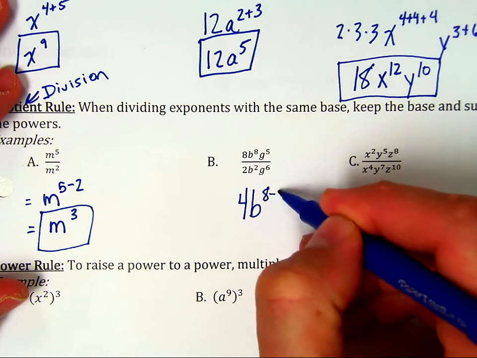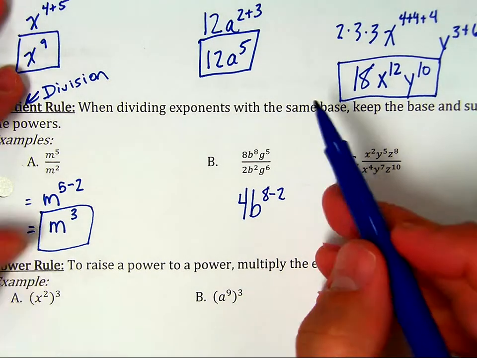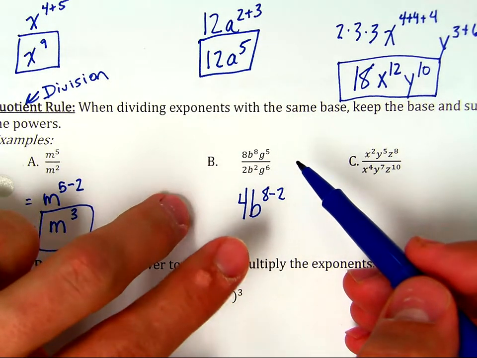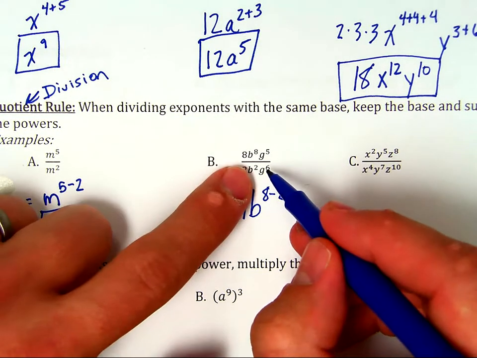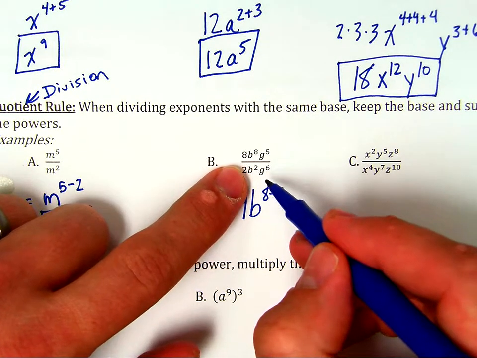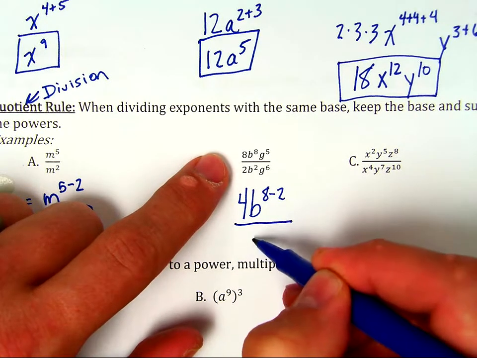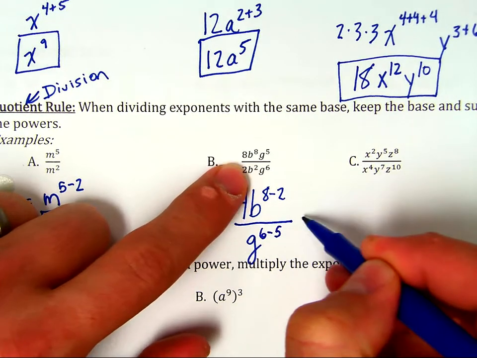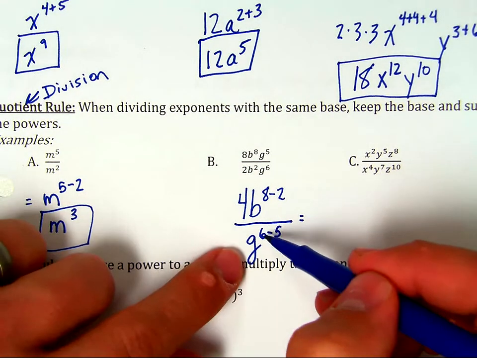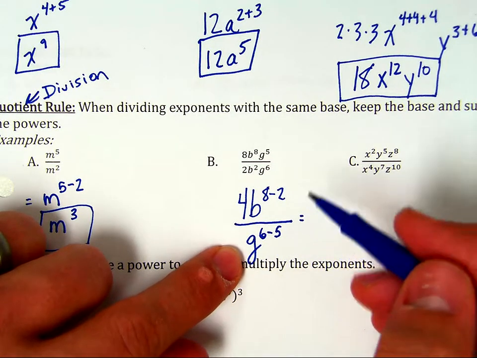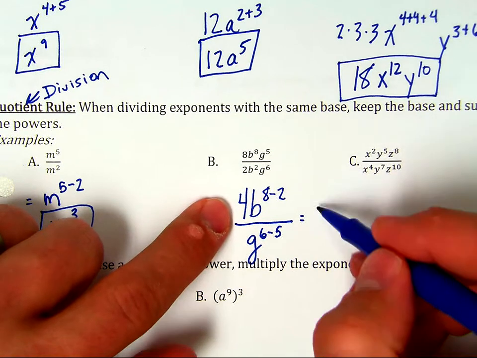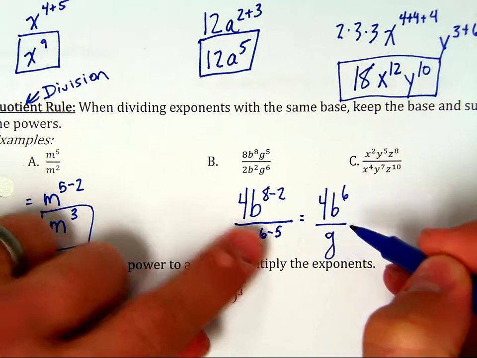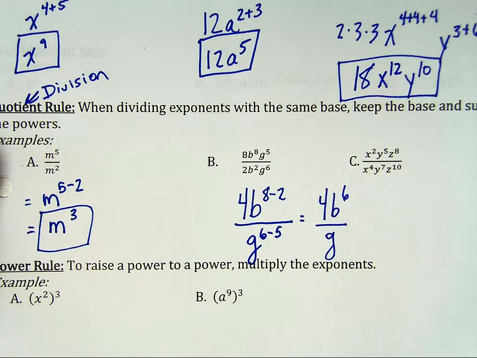So we subtract 8 minus 2. Now notice here for the g's, I have g to the 5th and g to the 6th. There are two ways that we can do this, but what we're actually going to do is, because the bigger exponent is in the denominator, we're going to keep the g in the denominator. We're going to take 6 minus 5. So we're going to subtract the smaller from the larger, but we're going to keep it wherever the larger exponent is. So when I simplify this, we end up with 4b to the 6th over g to the 1st, and you don't have to write the 1 if it's g to the 1st.